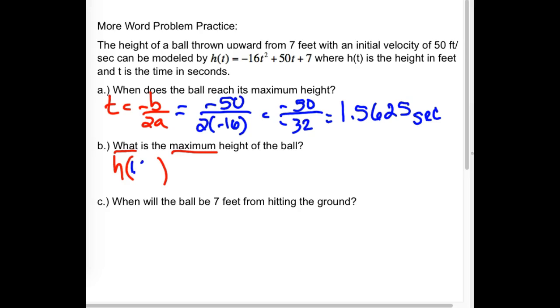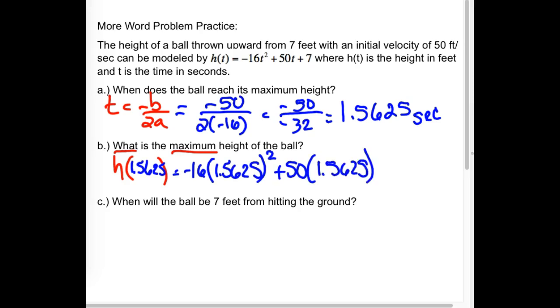We dump that in now here. So we have negative 16 times 1.5625 squared plus 50 times 1.5625 plus 7. And we ended up with what? Okay, so if they want rounded answers, now you can round that. All right, our maximum height is going to be about 46 feet. Does that make sense? Okay.